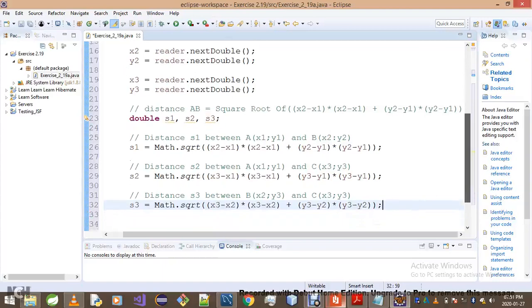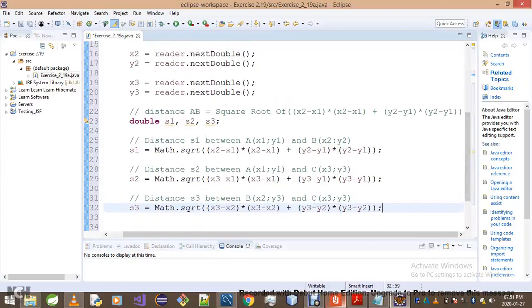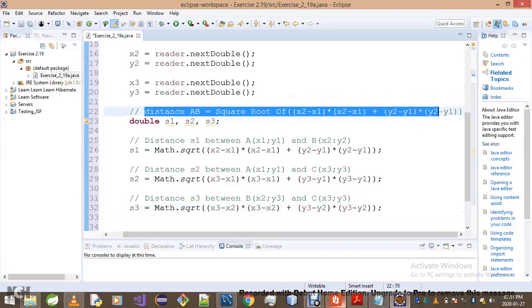You can check it out maybe online or using any textbook. A distance formula is nothing else but this. The distance between AB is the square root of, this is the distance formula right here.